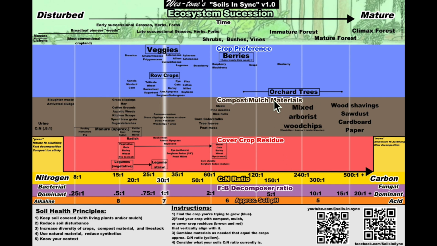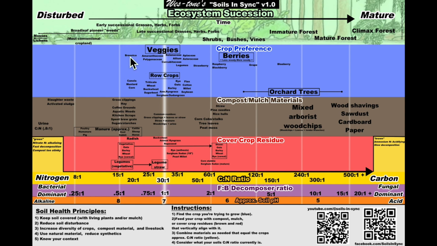Okay. Find orchard trees. What vertically aligns with it? Well, there really aren't any cover crop residues that align with it, but we do have mixed arborist wood chips. Orchard trees are going to do best when mulched with a mixed arborist wood chip. And what that means is mixed arborist wood chips are wood chips plus bark plus leaves plus tender branches, which is distinctly different from wood shavings, pure wood shavings, or sawdust.